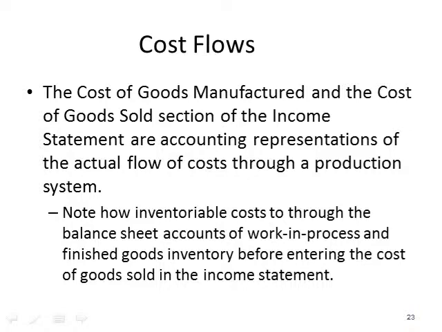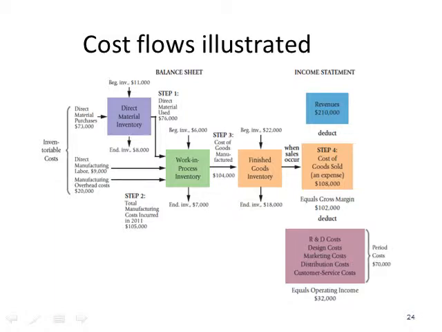So let's switch gears now and start our conversation about the flow of cost. Cost will flow from the balance sheet to the income statement, or will originate on the income statement. So let's take a closer look at this idea. In this example, we see representing the flow of cost through the balance sheet accounts for inventoriable costs only and into the income statement for both inventoriable and period cost.